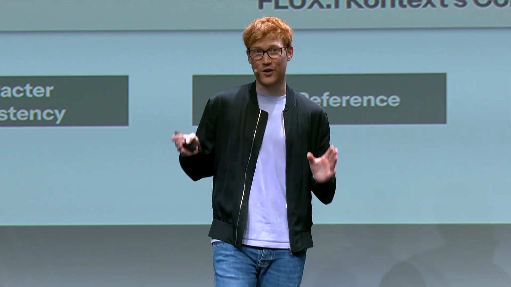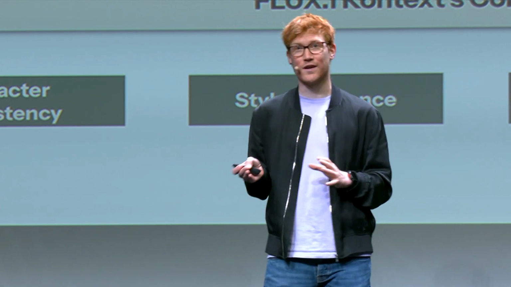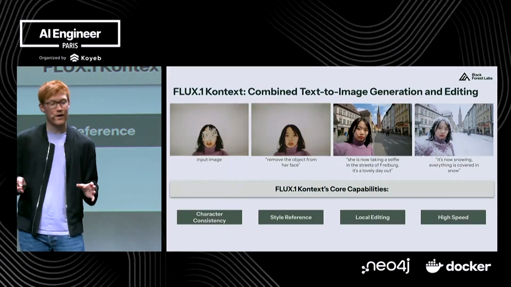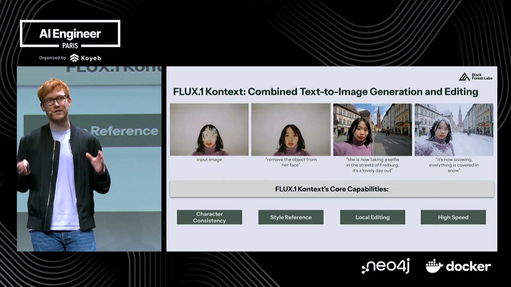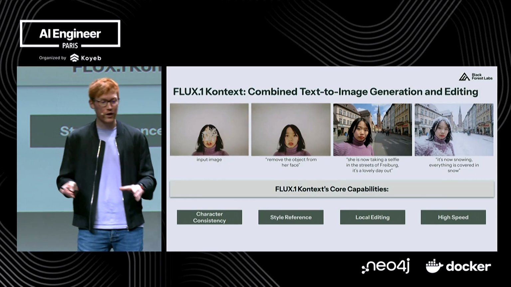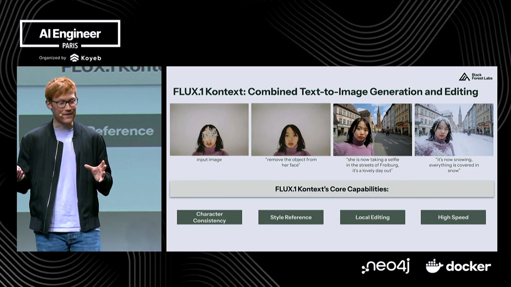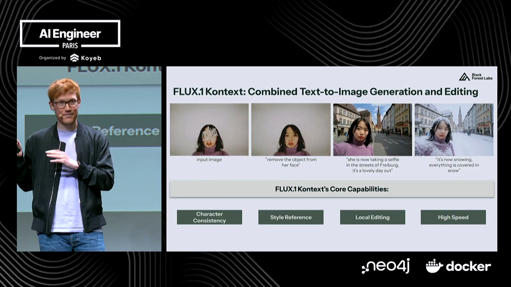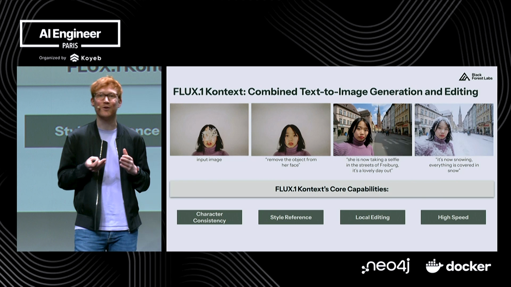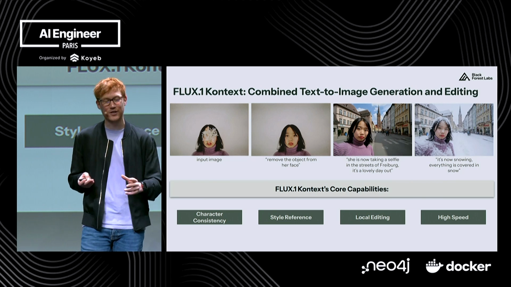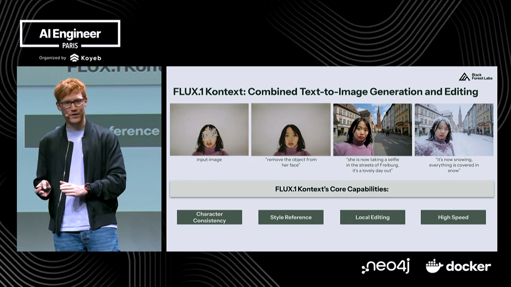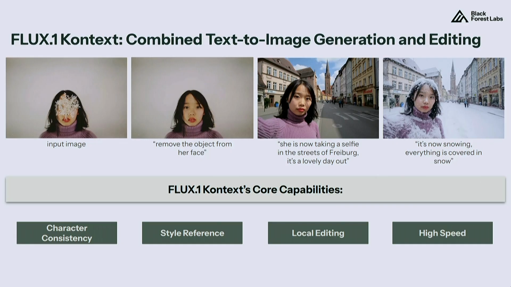And with FLUX Kontext that we released in June 2025, so earlier this year, we published the first diffusion model or flow matching model that combined text-to-image generation and editing. And that really unlocked new properties that we have not seen before, things like character consistency, style reference, local and global editing, everything within one model, available within seconds once you prompt it, so at really high speeds.